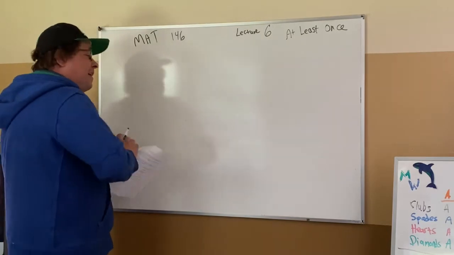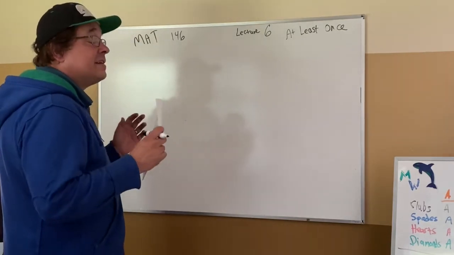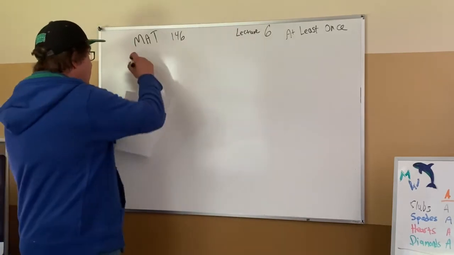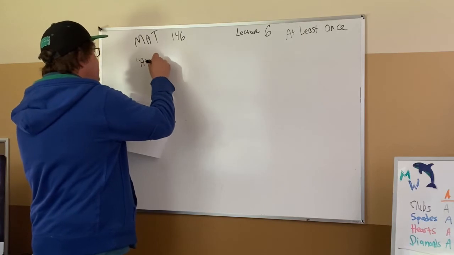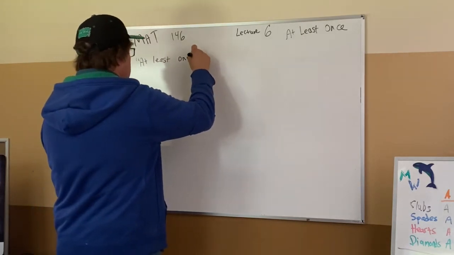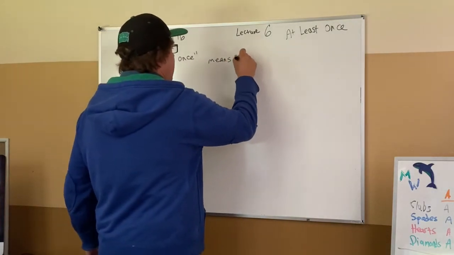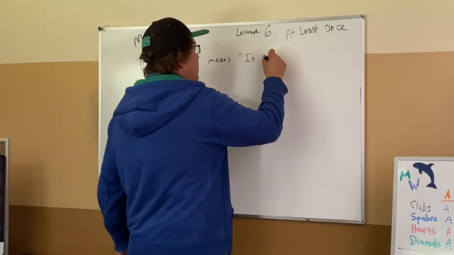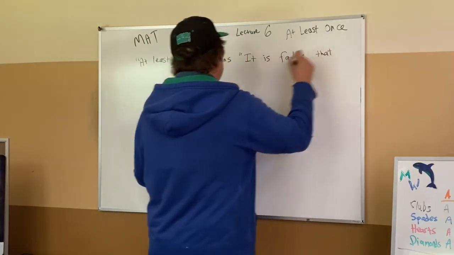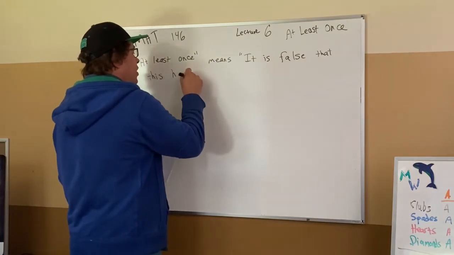I want to define, it's going to sound a little weird, but having a definition like this helps you understand where it comes from and how we're going to work with it. At least once, as a phrase, means, okay, ready for it, it is false that this happened 0 times.